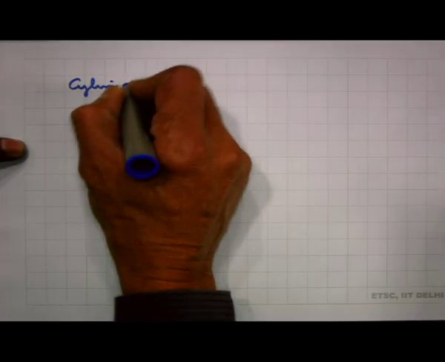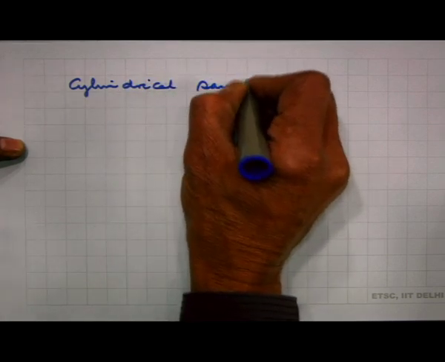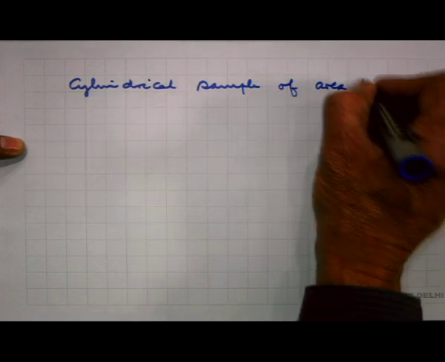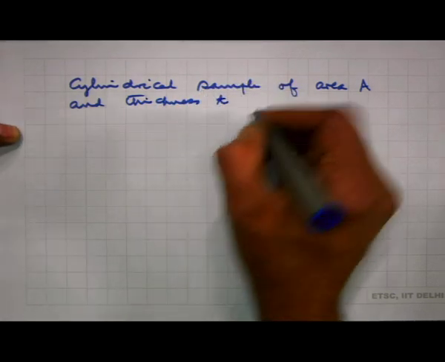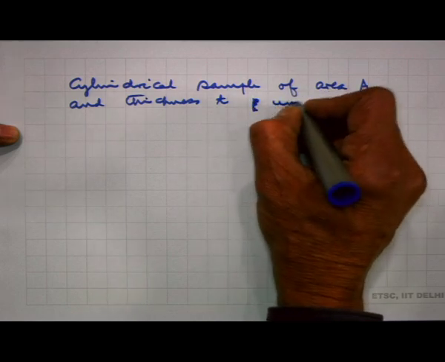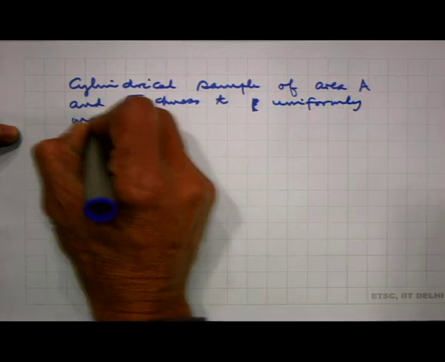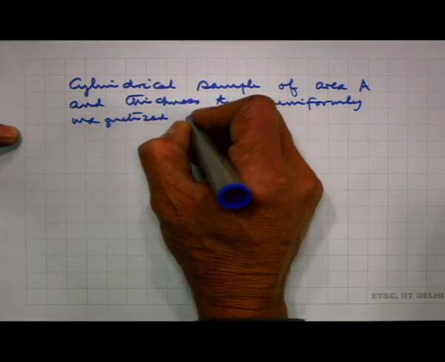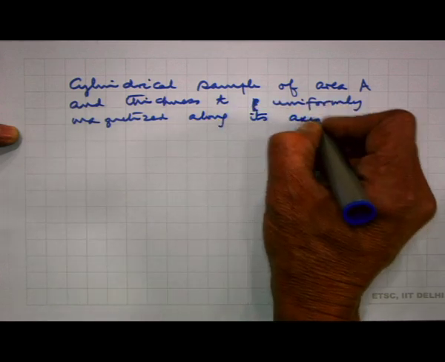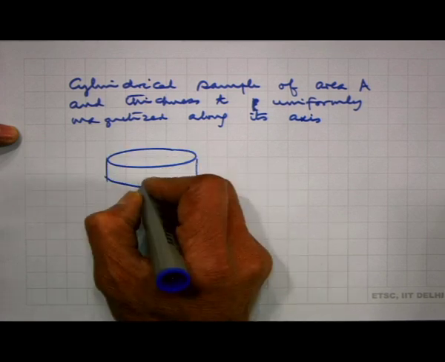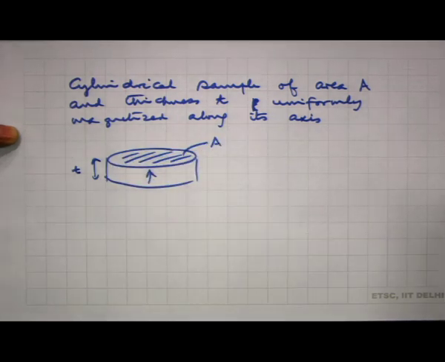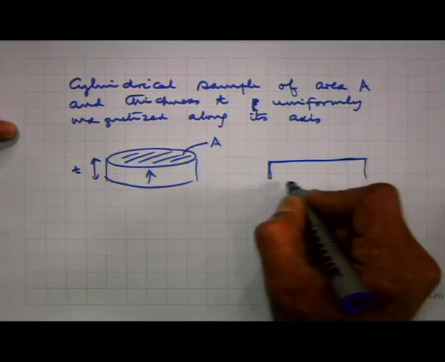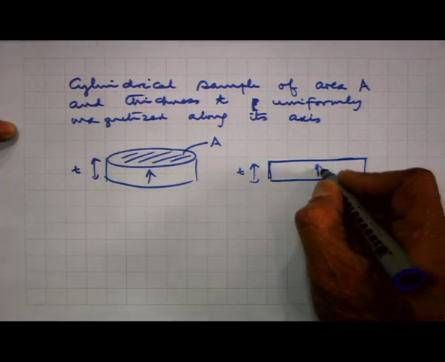To do this we will take a cylindrical sample of area A and thickness T, magnetized, uniformly magnetized along its axis. So, it is something like this. Magnetization is pointing up, this thickness is T and this area is A. Let me draw the side picture. There is this medium here, this thickness is T and magnetization is pointing upwards, uniformly magnetized medium.